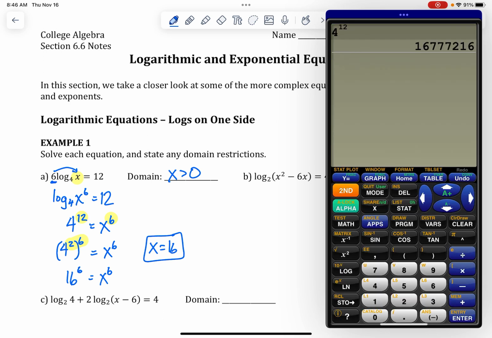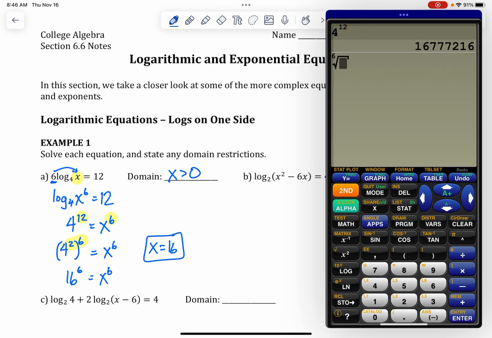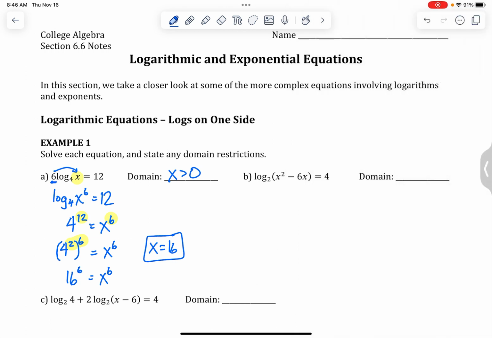Oh, wait, can I do 6? How about that? 6th root of 16777216, and we can hope that it's going to be a whole number. And in this case, it is. It may not always be, though, so just be mindful of that. Okay? So that's one way to do it.